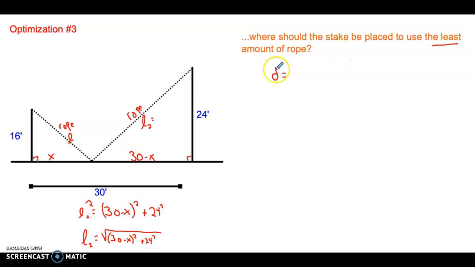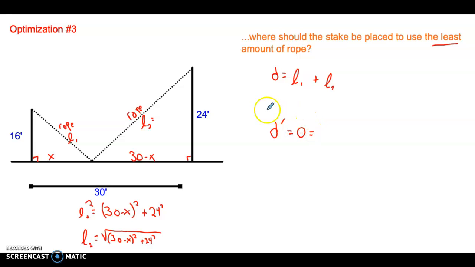Where should the stake be placed to use the least amount of rope? Length 1. That was for this rope. Again, Pythagorean theorem to get an expression for that. Plus length 2. I gave you length 2. There's your total distance of rope. We want to find the minimum amount. So, minimums. Take the derivative. Set that derivative equal to 0.